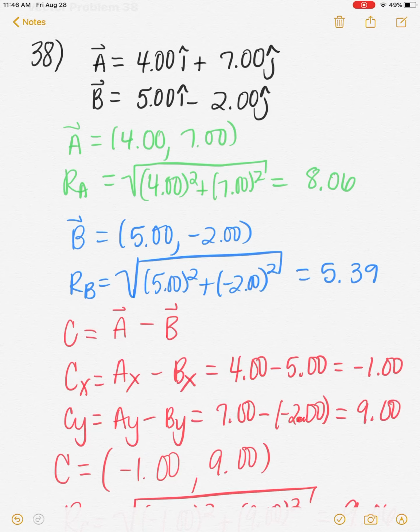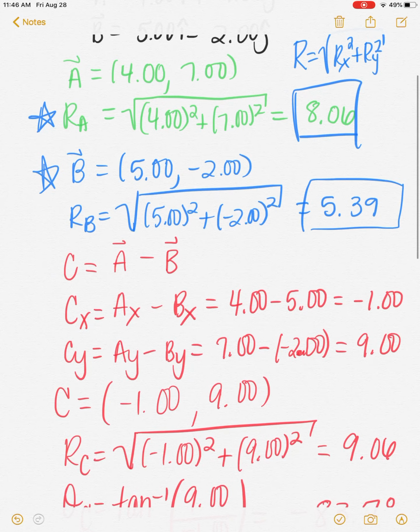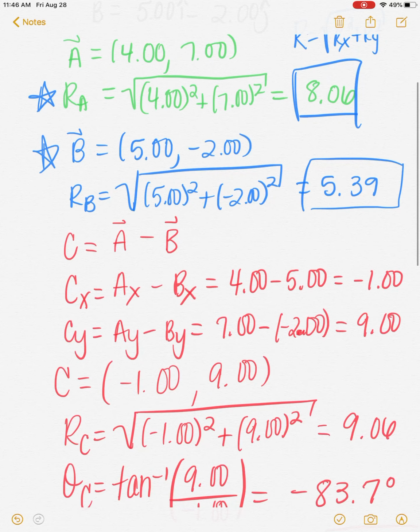And the resultant of a vector, remember, is the square root of the x component squared plus the y component squared. That's what I did right here for vector A. I took the square root of 4 squared plus 7 squared, which gives me 8.06. So that's your first answer, the resultant magnitude of vector A. Then you do the same thing for B. You take the square root of 5 squared plus negative 2 squared. That gives you a resultant magnitude of 5.39 for vector B.